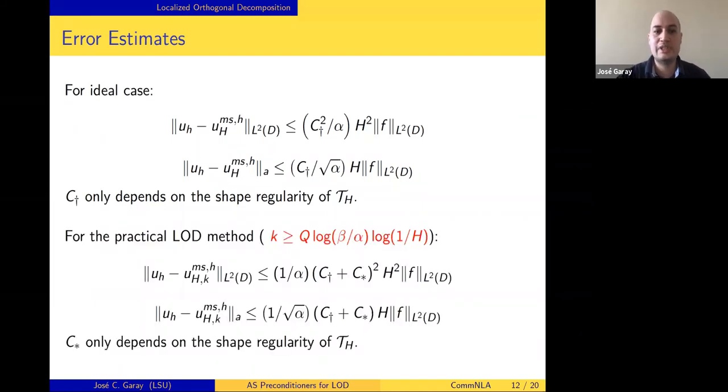Now if we use the practical version, which uses the localized corrections, then if we take k, the number of iterates, large enough, we obtain the same convergence rates. But basically this quantity here on the right hand side is small. So essentially k is generally small.